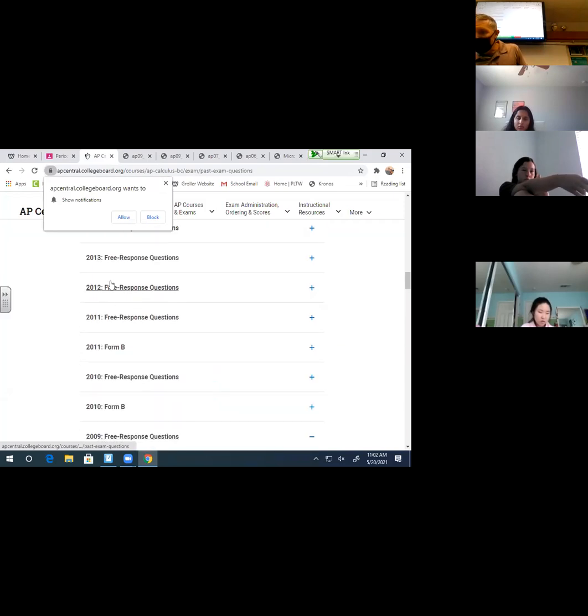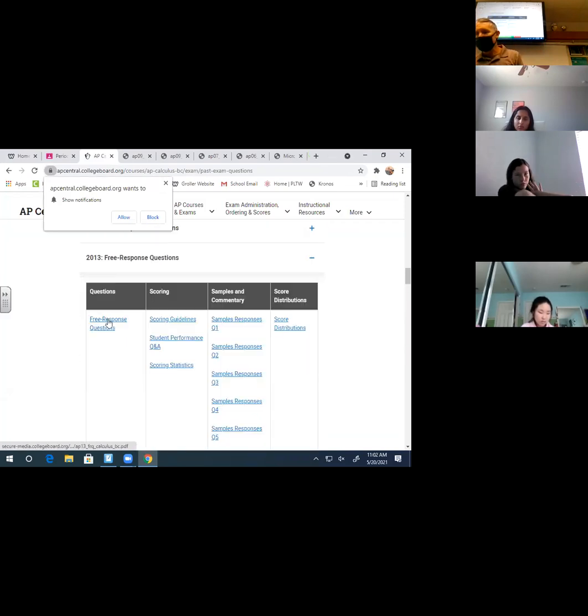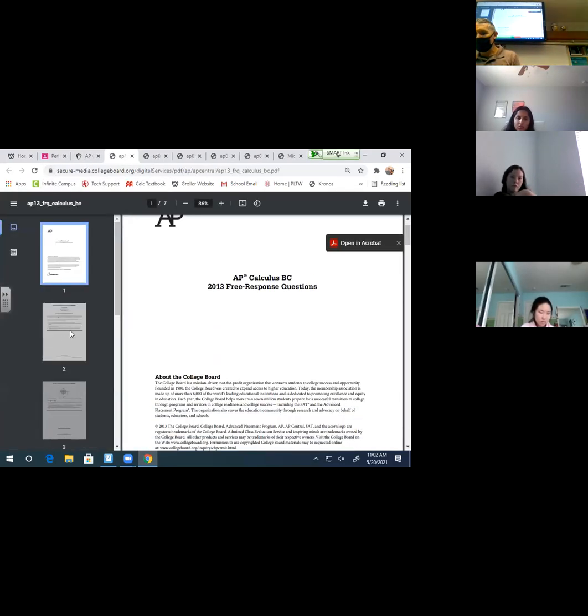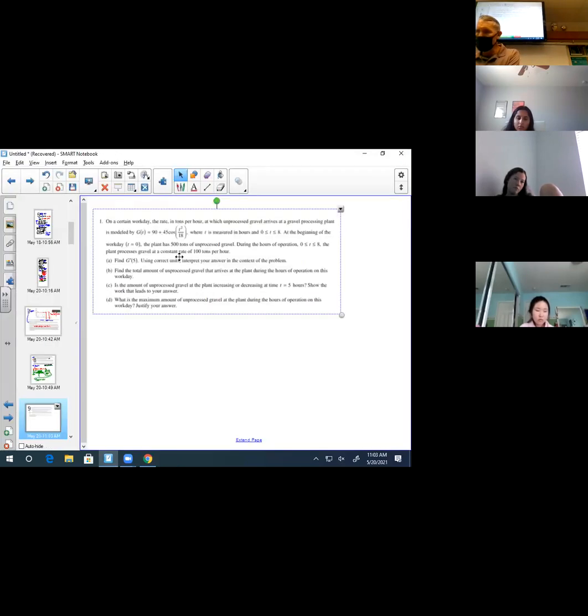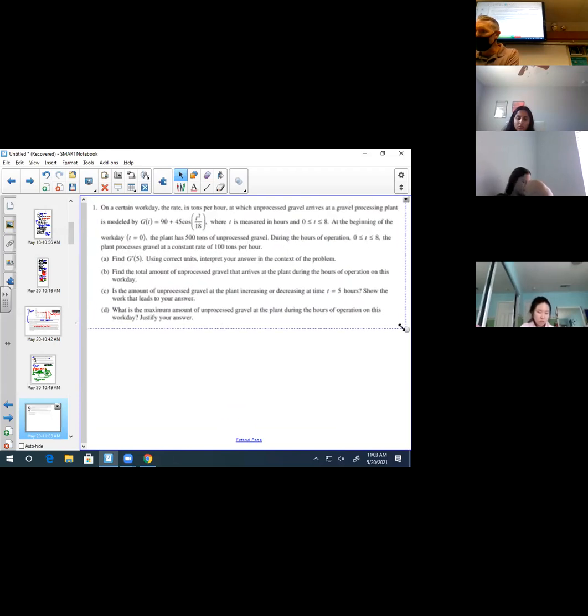The last one I'm going to talk about, and this one really, because that one wasn't really a good example either, this one's going to be a much better example. Here we go. Gravel. And by the way, all of these problems are AB, except for the average value. That was not an AB concept. Average value of a function is BC only. So here we go. On a certain workday, so this is from 2013.